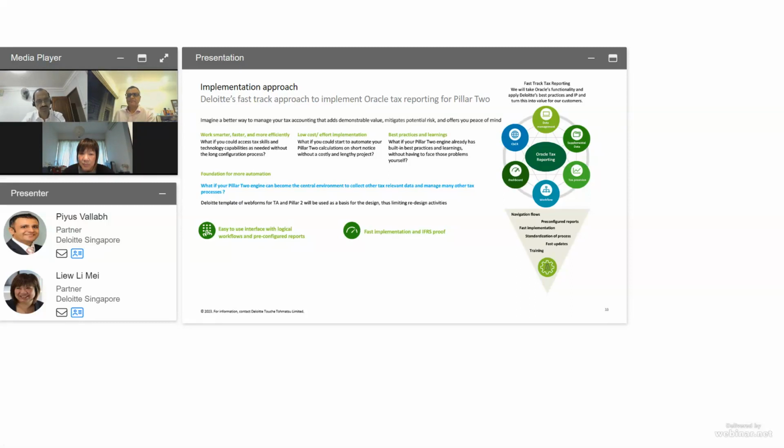This enables clients to focus on solution adoption, and this ensures the success of the implementation. Also, Deloitte's fast track approach makes sure tax reporting is configured according to the best practices and lessons learned. We will take Oracle's functionality and apply Deloitte's best practices and turn this into value for our customers. With our solution, your automated tax calculation is IFRS proof or US GAAP proof, depending on the accounting principle you follow. There will be no need for any lengthy design sessions as the best practices are already built in. Next slide, please.